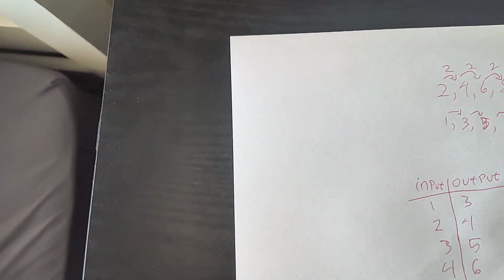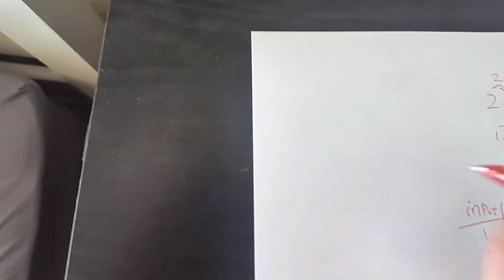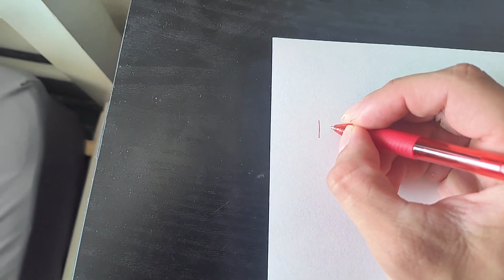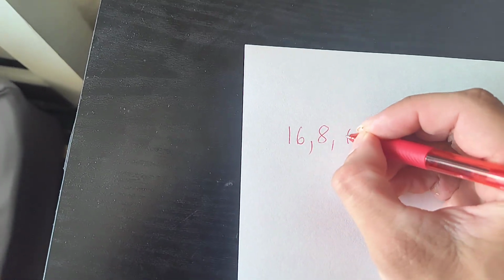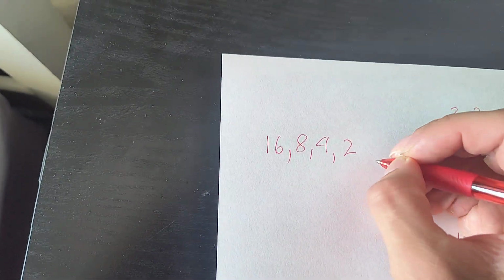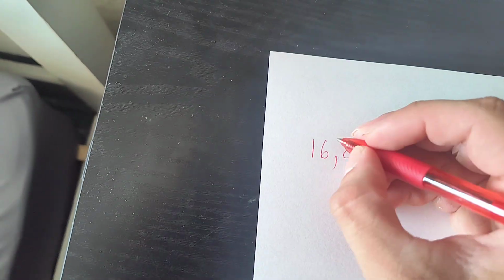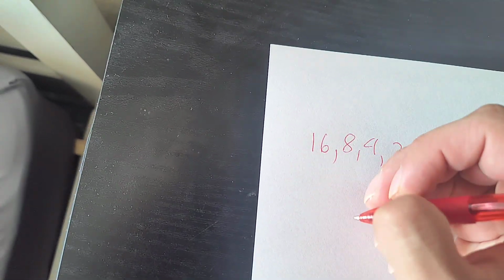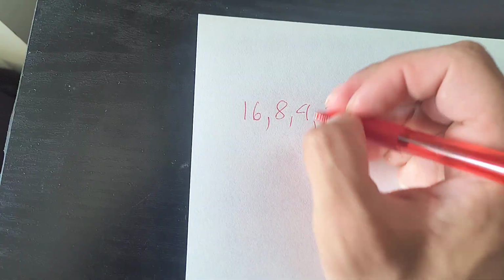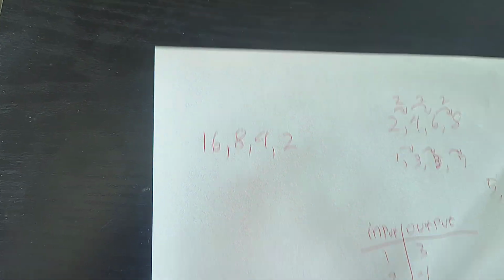We can do the same thing with a pattern that uses division. We could say 16 and then 8, 4, 2. This rule would be to divide by 2. 16 divided by 2 is 8. 8 divided by 2 is 4. 4 divided by 2 is 2.